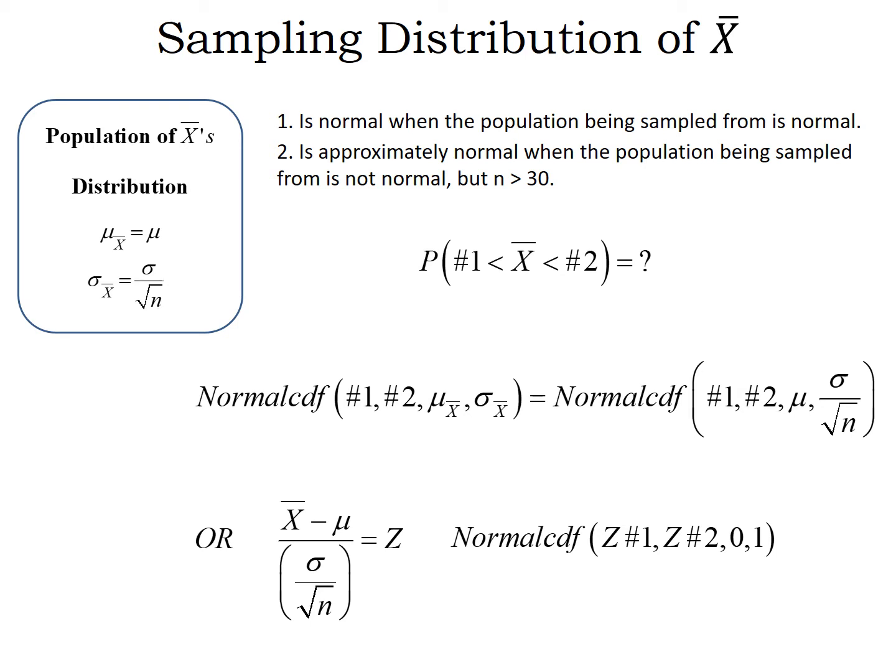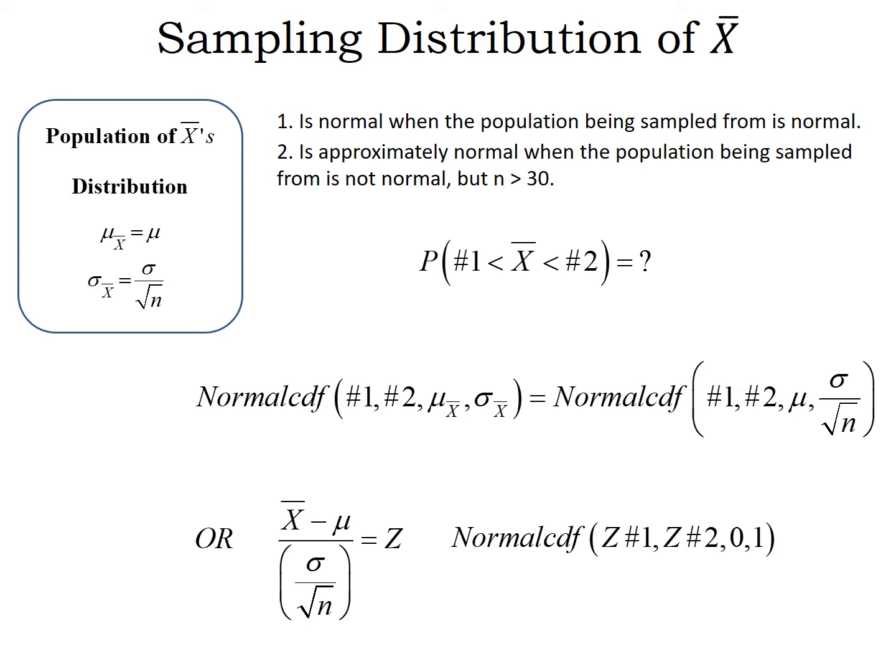Now, instead of adjusting the mu of x bar and sigma of x bar inside the normal CDF function, we could take the numbers 1 and 2 and convert them to z-scores using this conversion formula. So for x bar in the formula down here in the bottom left-hand corner, we would plug in number 1 and out would come a z-score. Okay, plug in number 2, out would come a different z-score. And then we do the normal CDF between those two transformed z-scores. And of course, the mean and standard deviation for z are 0 and 1.